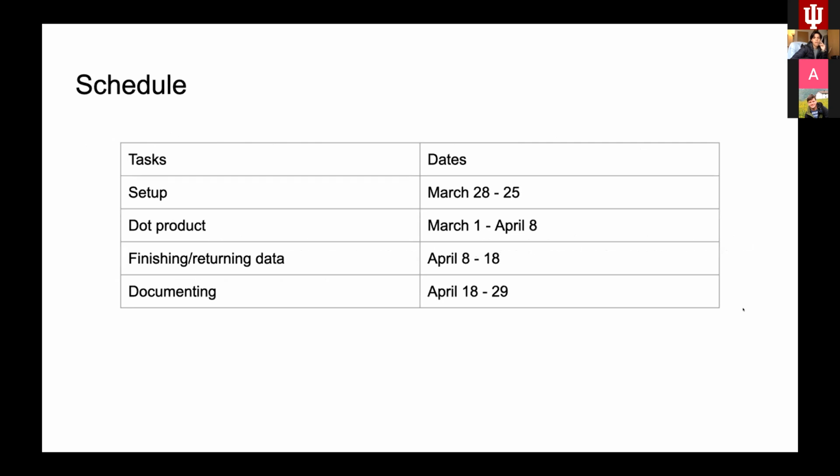So for this schedule, we're going to try to do setup between March 28th and March 25th, and then compute the dot product March 1st through April 8th, and then finish up and return data April 8th through the 18th. And then we have documentation from April 18th through the 29th. But we gave ourselves an extra week during documentation to make sure that everything goes right. So if something doesn't work in the time frame that we had before, we have some time to catch up.